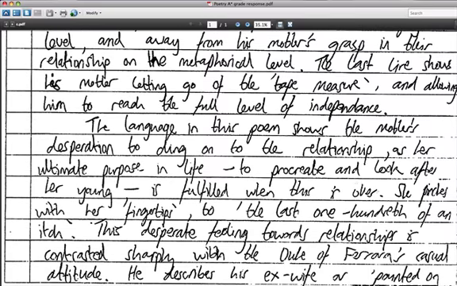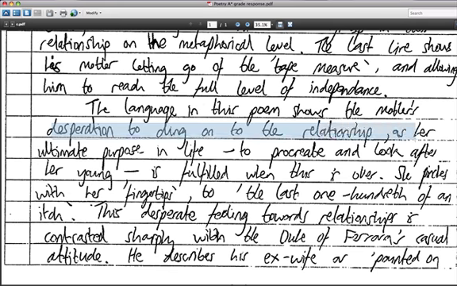This desperate feeling towards relationship is contrasted sharply. So although he hasn't mentioned it, it's actually quite clear from what he's actually put in before. It says desperation to cling to the relationship. That's what the language there is actually showing.